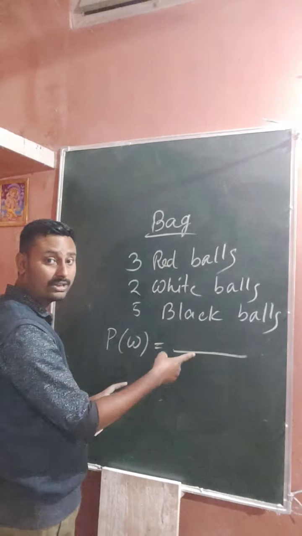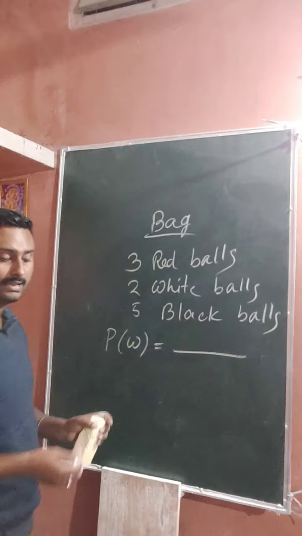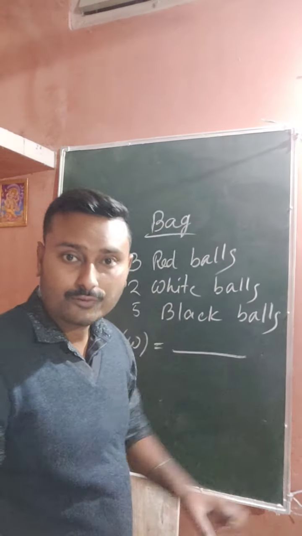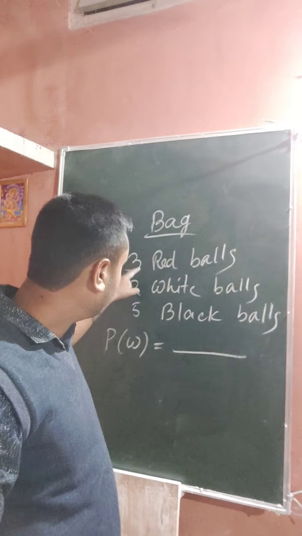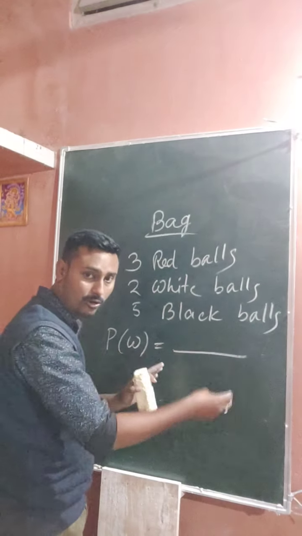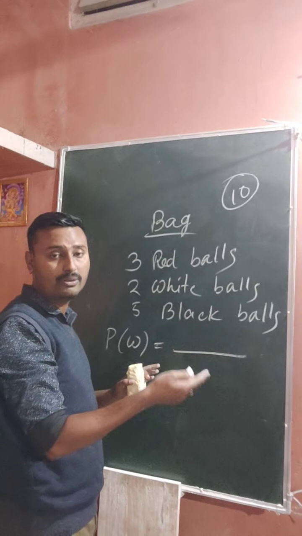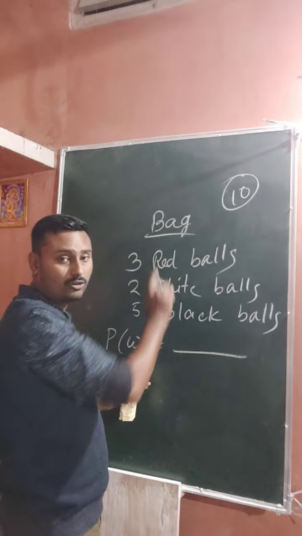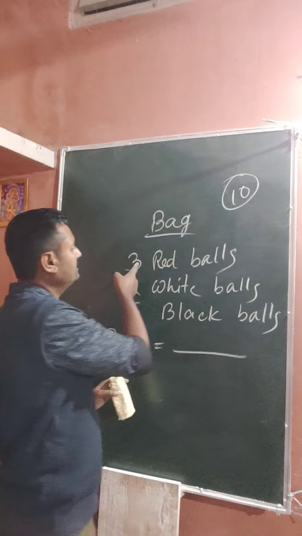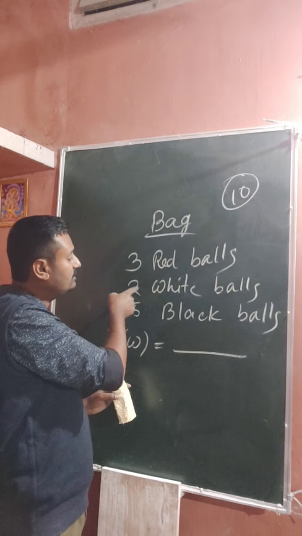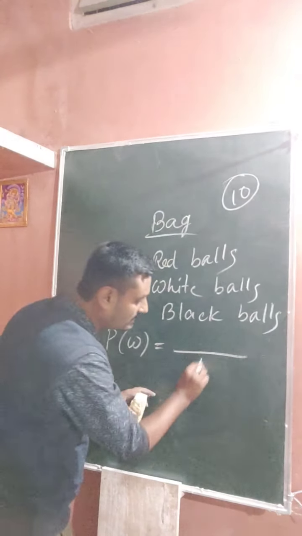So the denominator is the total number of possibilities. How many balls? 3 plus 2 is 5, 5 plus 5 is 10. That means if you take one ball from that bag, that ball comes from those 10 balls, because in the bag there are 3 plus 2 is 5, 5 plus 5 is 10 balls. Whenever you collect a ball from that bag, it may be any of these 10 balls. So the total number of possible cases is 10.